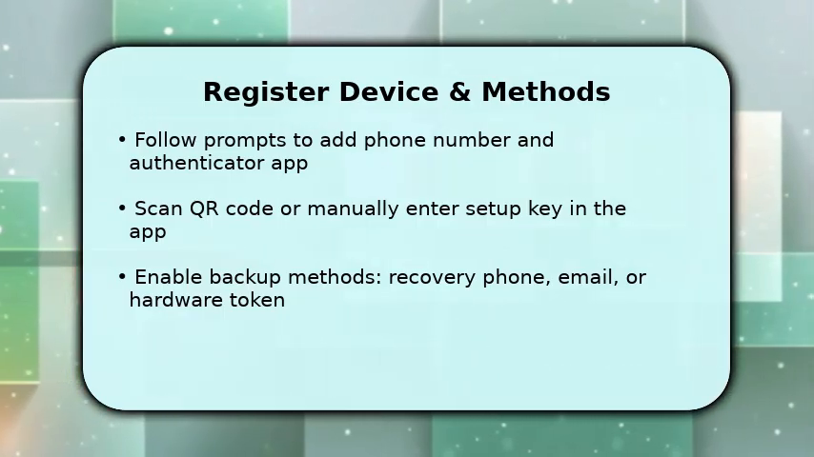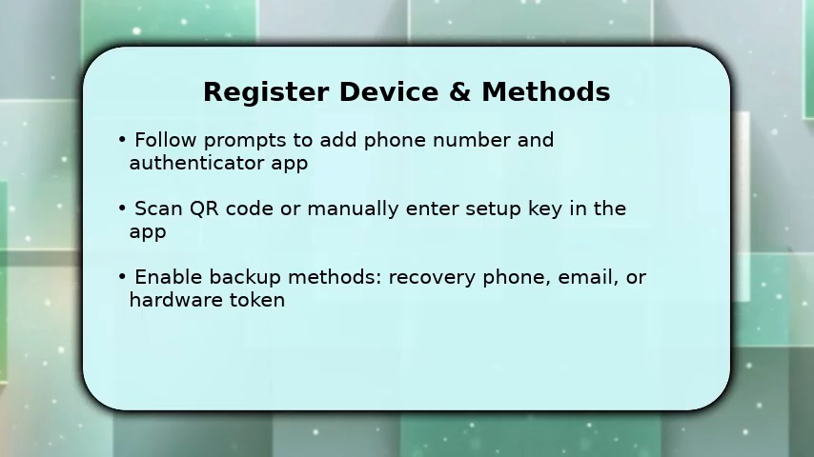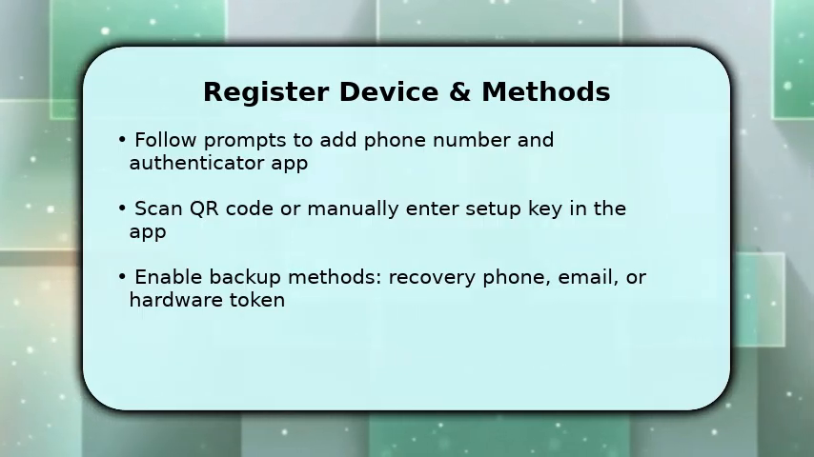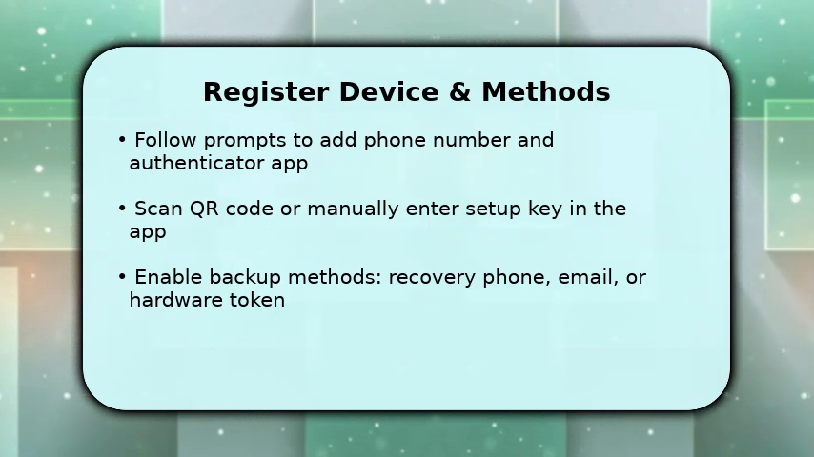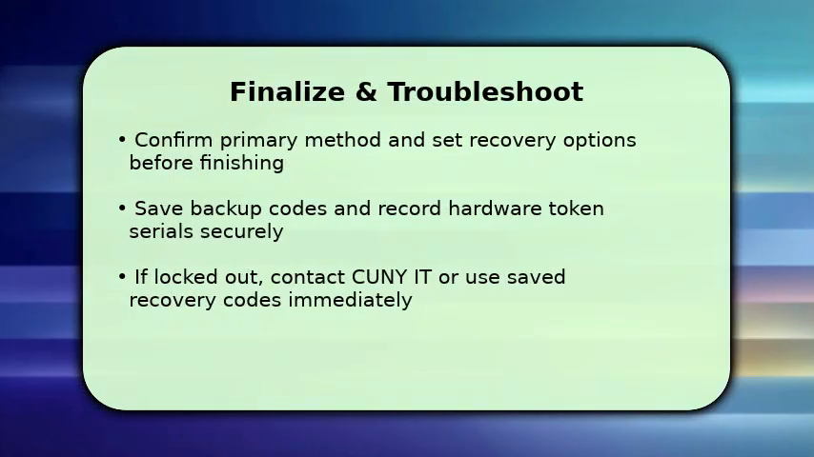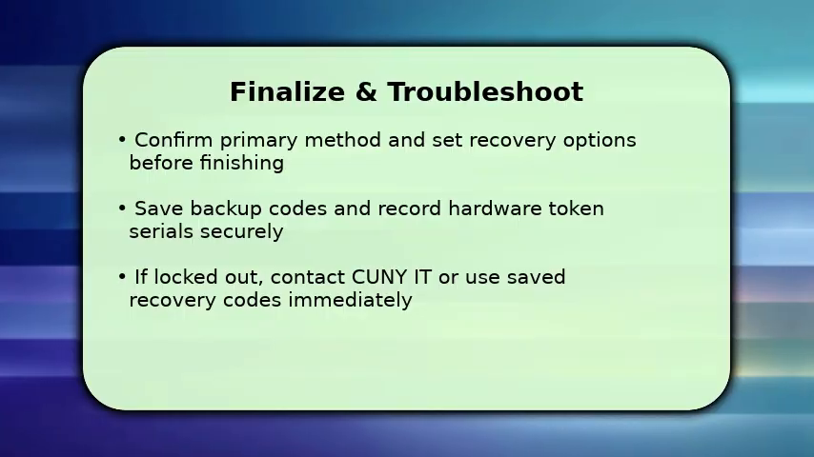Redundancy prevents lockouts. After adding methods, verify each by approving a test sign-in or entering a generated code to confirm successful registration. Finish by choosing your primary authentication method and saving backup codes. This finalizes enrollment and ensures you can regain access if needed.